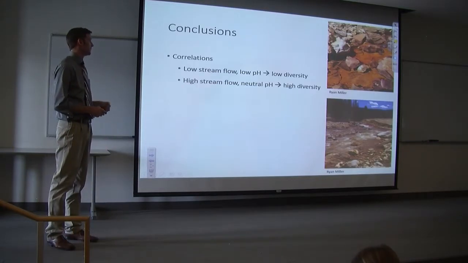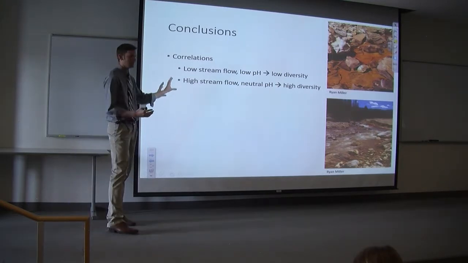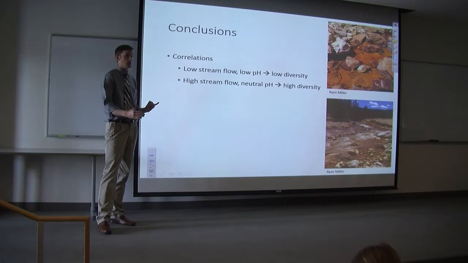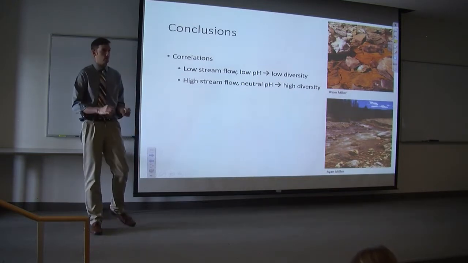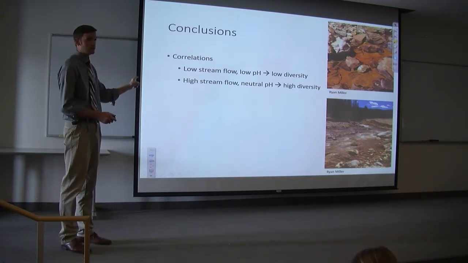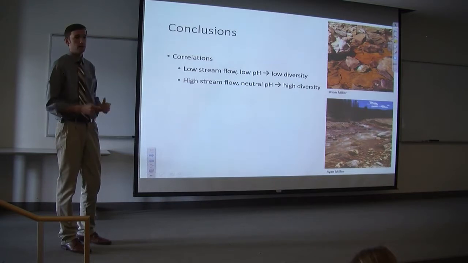So in conclusion, we were able to draw correlations between some of our metadata metrics and species diversity. In areas where the stream flow was low and the pH was low, we observed low beta and low alpha diversity. In areas where there was a higher stream flow and the pH was more hospitable, we observed a higher beta and alpha diversity.